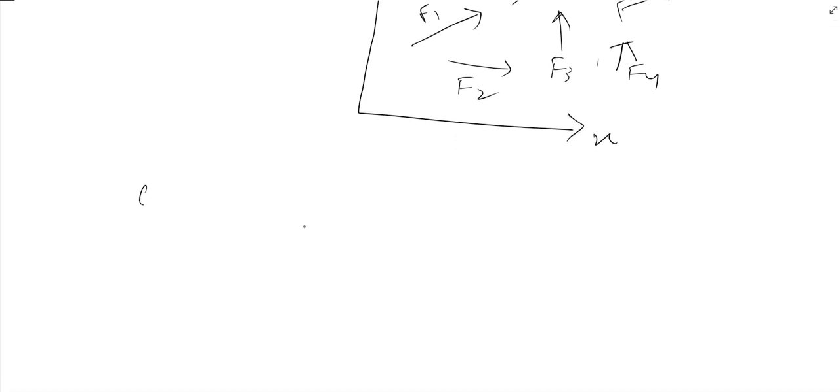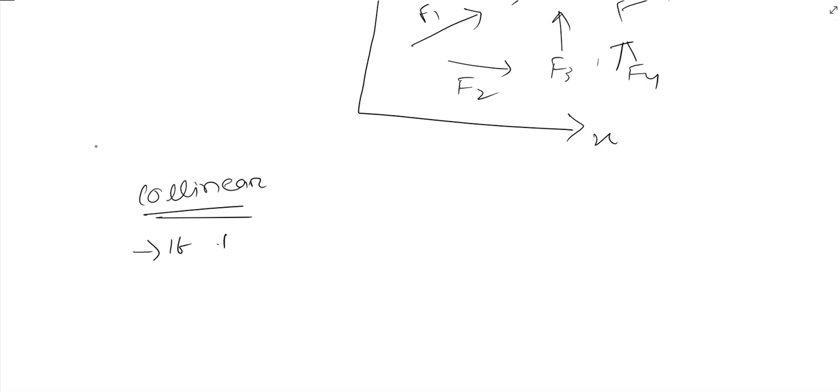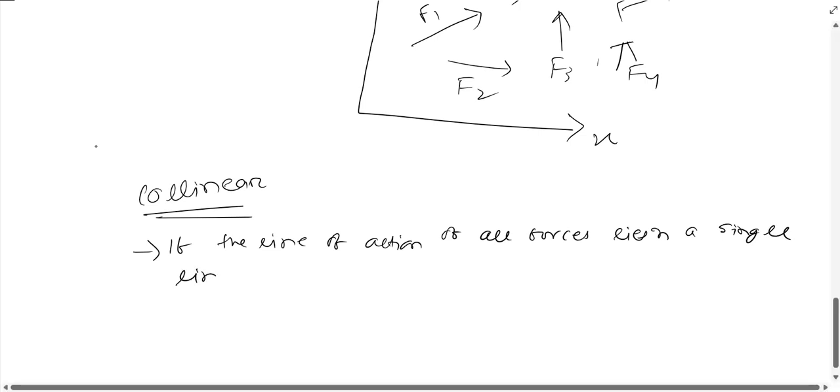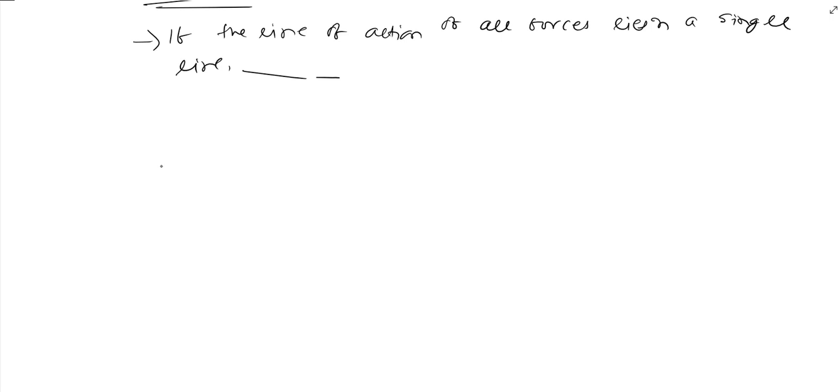Then collinear force. Collinear forces mean if the line of action of all forces lies in a single line, then the system of force is called collinear force. So let's see diagrammatically how we can define collinear force.